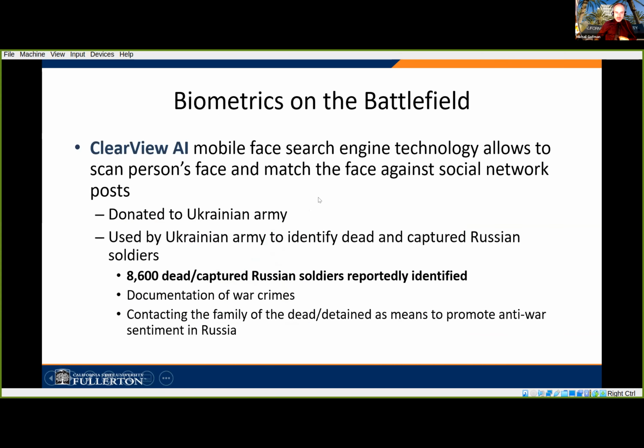Clearview is a face recognition technology engine which allows you to use a mobile platform to scan somebody's face and then identify the face in social network posts. Clearview AI, the company behind it, has donated the service to the use of the Ukrainian army. So far, the Ukrainian army has used it to identify dead and captured Russian soldiers. As of the time of our paper, 8,600 dead and captured Russian soldiers have been reportedly identified.